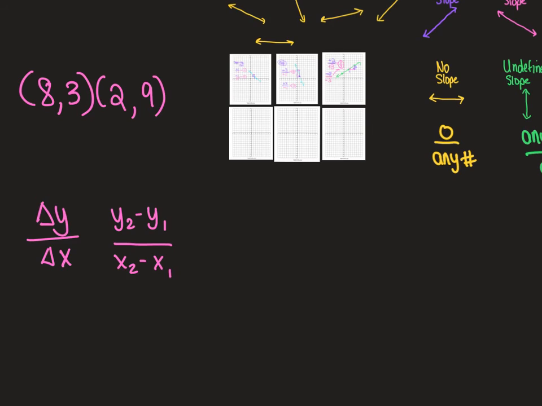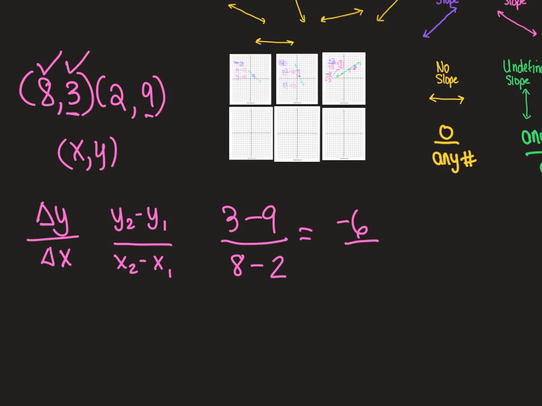So let's do 3 minus 9. So I'm going to start with this ordered pair. I'm going to start with my y number. Y is always second, so it's always x comma y. So I'm going to say 3 minus 9. Since I started with the 3, I have to start with the 8. 8 minus 2. 3 minus 9 is a negative 6. 8 minus 2 is a positive 6. My slope is negative 1.